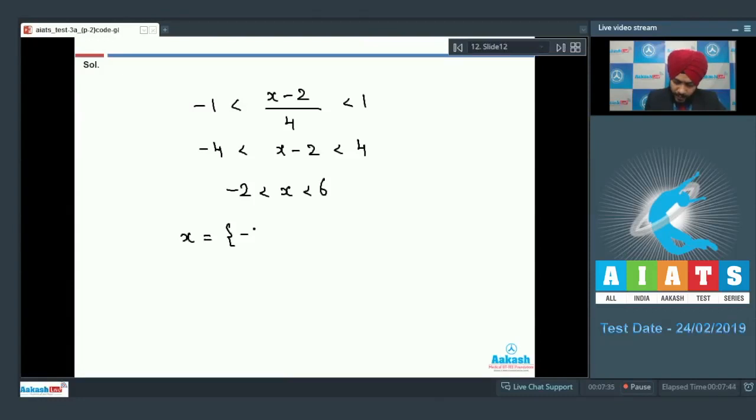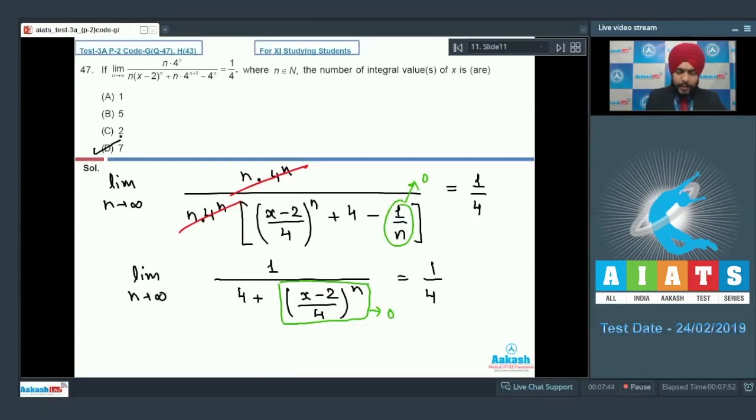Integral possible values of x: minus 1, 0, 1, 2, 3, 4 and 5. 7 integral values are possible. We have option number D as the correct choice.